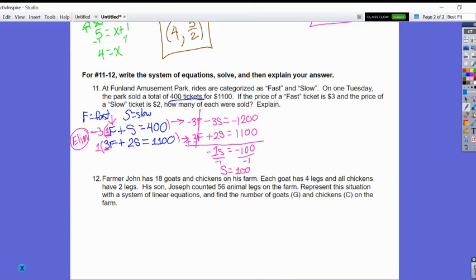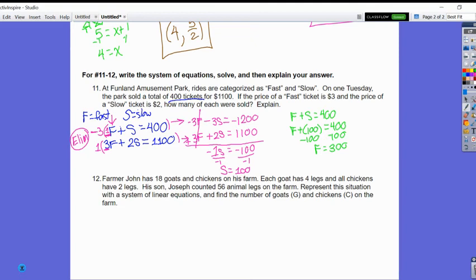Now we have to find the other variable for it. Go back to one of those original equations. I'm going to choose the top equation that we wrote because I think those values are smaller and easier to work with. So if I know that fast plus slow is equal to 400, and I just found out that slow is 100, we're going to have to subtract that 100 from each side to find out fast is 300. What does this mean now?